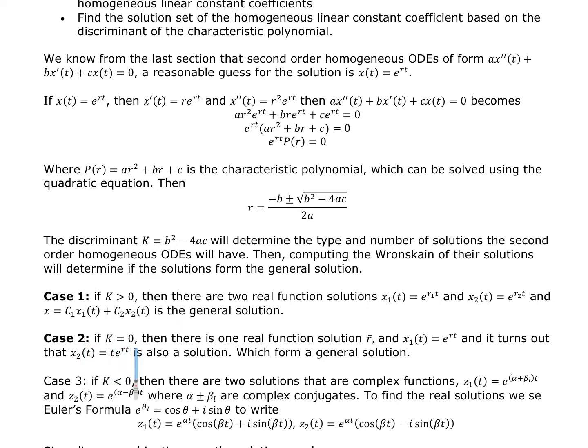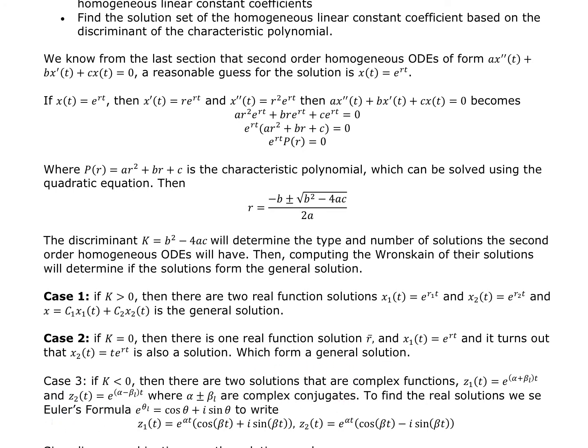If the discriminant is equal to 0, then there's only one real solution, and we call it r bar. And it would be x sub 1 of t is equal to e raised to the r bar t. And it turns out that x sub 2 of t is equal to t e to the r bar t will also be a solution. This will form our general solution.